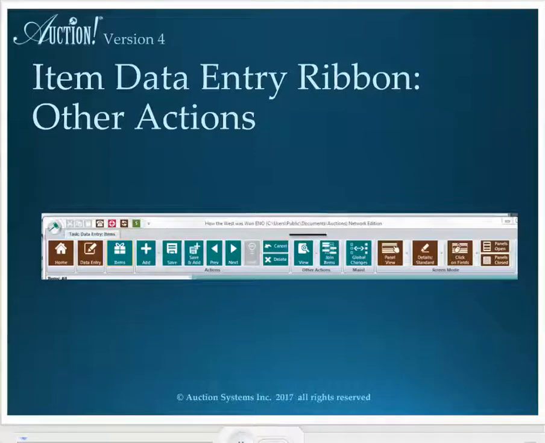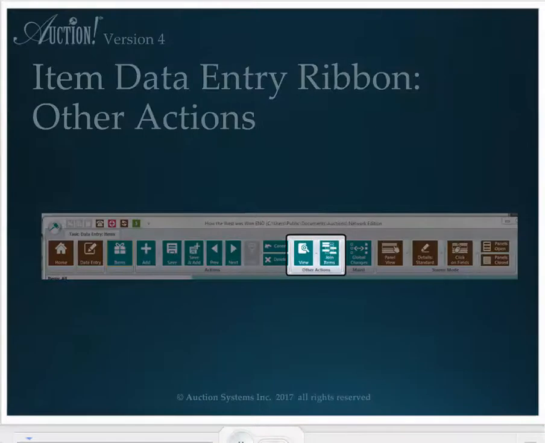Other actions come next, and the first other action is View. View allows you to preview and print certain documents associated with the selected items such as item details, bid sheets, gift certificates, item labels, display placards, etc. If you have a custom one saved for any of these documents, you'll be able to choose the custom document.